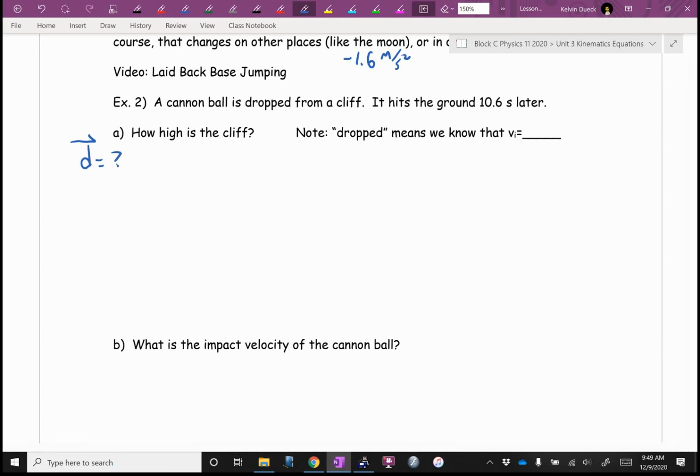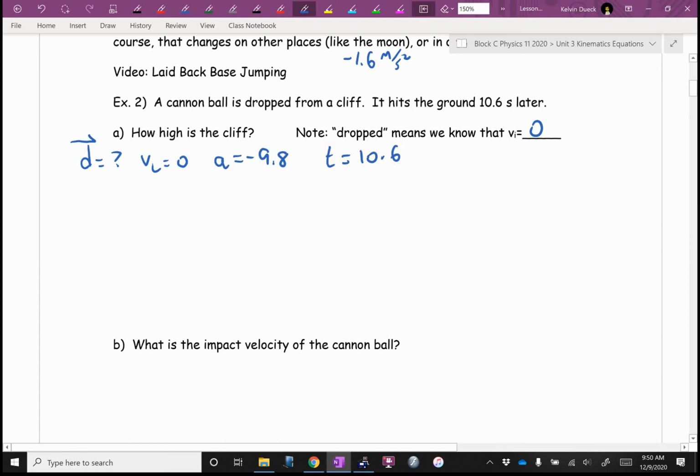Who remembers from yesterday, if we drop something, what's VI? I'm not going to tell you that anymore. If the question says dropped or implies that we've dropped it, we can assume VI is 0, so I'll write that here. And as soon as you drop an object, I know what its acceleration is. What's it accelerating at? I'm not going to tell you that in the question. I'm going to expect you to clue in. It's in free fall, negative 9.8. What's that 10.6? How do I know it's time? Seconds.